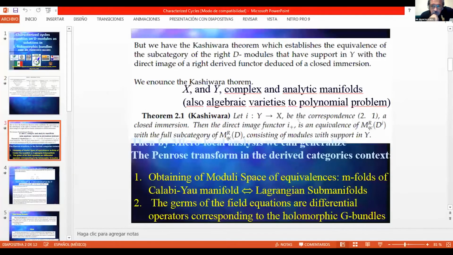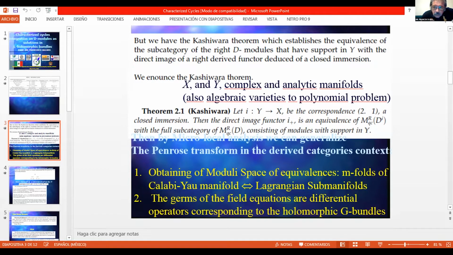and I consider as the fundamental theorem the Kashiwara theorem, to construct the equivalences between the different derived categories of the objects, to construct the moduli spaces which will give the equivalences through certain integral transforms such as the Penrose transform and different versions of it, and others related to it such as the Radon transform, and obtain a microlocal analysis to generate a generalization of the Penrose transform in the derived categories.